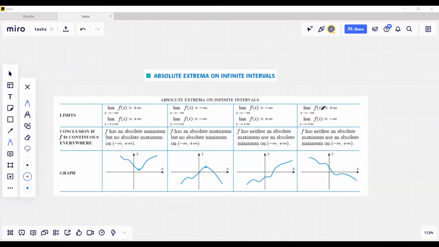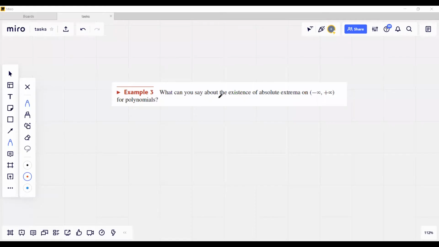In case when our function is going to increase without bounds when x goes to minus infinity and decrease without bounds when x goes to plus infinity, our function will also have no absolute extrema. What can you say about the existence of absolute extrema on interval from minus infinity to plus infinity for polynomials? For polynomials, the end behavior is the same as of the leading term. And our leading term for polynomials might be odd degree or even degree.